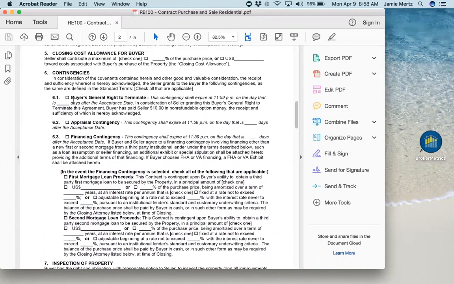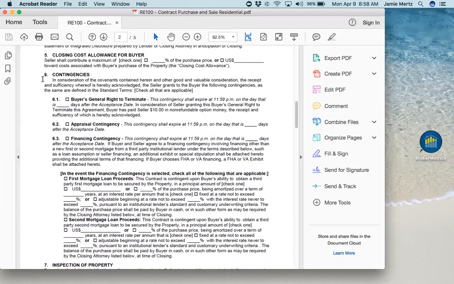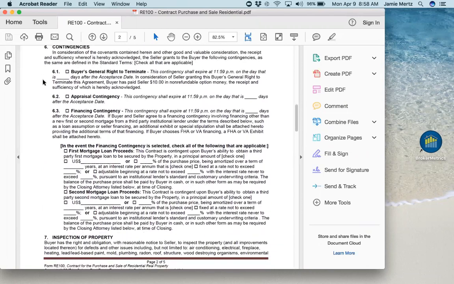On an RE contract, the finance contingency is built into the contract. It is not a separate exhibit, as you will see when doing GAR forms.